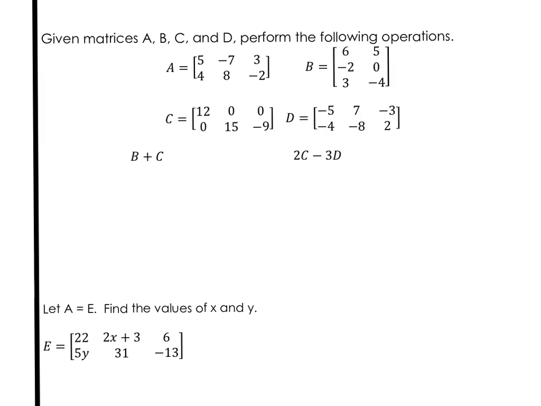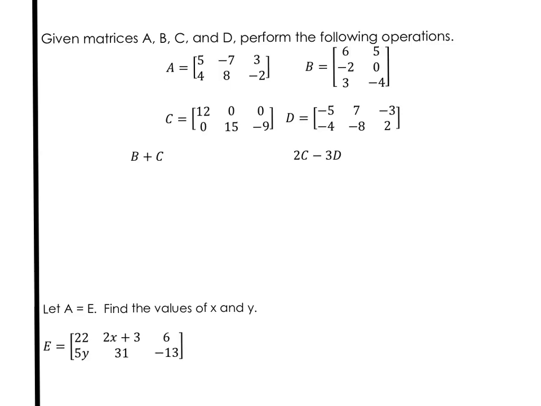The second half of lesson 3.5 looks at adding and subtracting matrices, and it may include scalars with it. Given matrices A, B, C, and D, perform the following operations. First thing we want to do is just do a little refresher from the first part of 3.5 and add matrices B and C together.